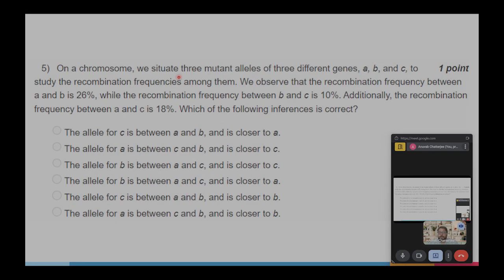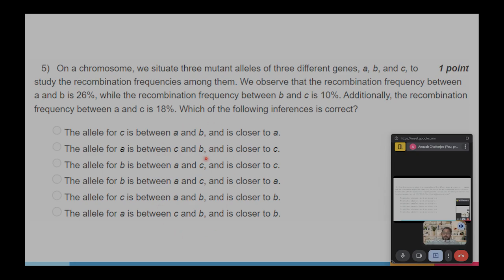On a chromosome, we situate three mutant alleles of three different genes A, B and C to study the recombination frequency among them. We observe that the recombination frequency between A and B is 26%, while the recombination frequency between B and C is 10%. Additionally, the recombination frequency between A and C is 18%. So which of the following inferences is the correct one?